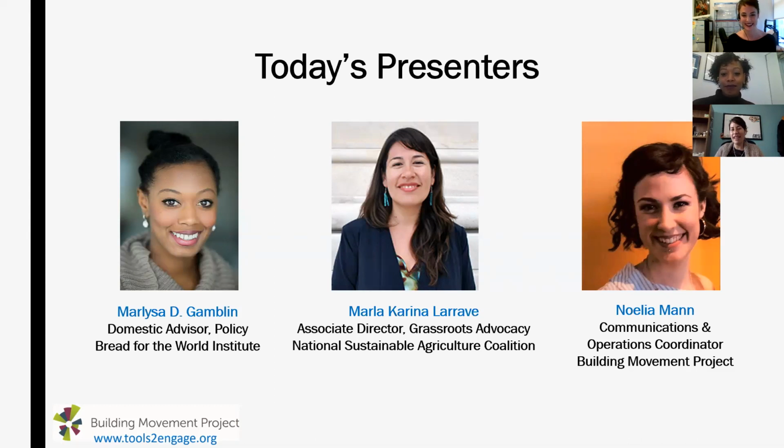Thanks, Marlysa and Noelia. So nice to be on this webinar with you all today, and I hope that some of what we share will be helpful to you all. Just introducing myself here, my name is Marla Karina Larrave. I work at the National Sustainable Agriculture Coalition, based here in Washington, DC, but we are a coalition, so we are all over the country in a sense. And I am originally from Los Angeles and have been at the coalition for about 3 years. I am all about grassroots and mobilizing and movement building, and we intersect that in our federal policy and advocacy also with racial equity. That's a big part of my role, making sure that we are applying a racial equity lens to food and sustainable agriculture in all that we do.